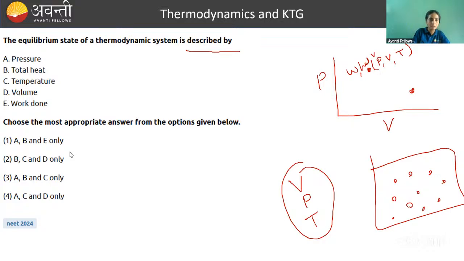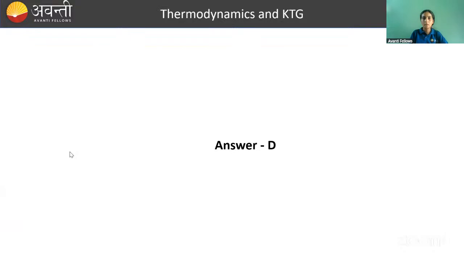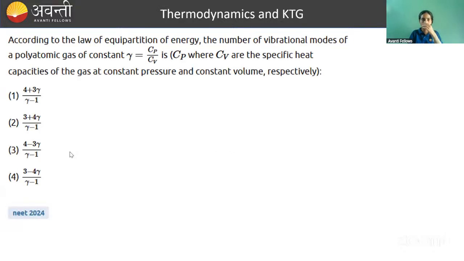Correct answer will be which one? A, C, and D. So A is this, C is this, D is this. Correct option is your D. Okay? These are very simple things, but very important. Chalo. Now do this.